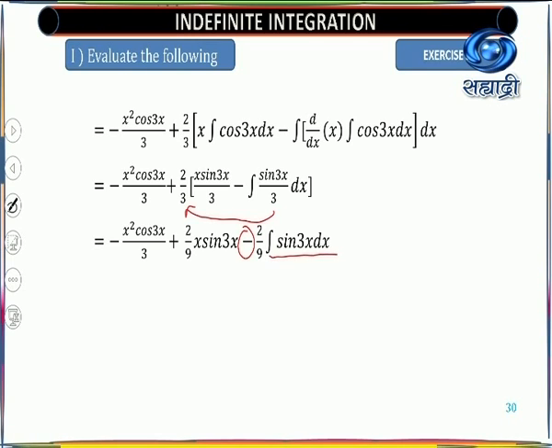Now this is a simple one, immediately you will get the value, and that value is minus x square cos 3x upon 3 plus 2 upon 9 x sin 3x minus 2 upon 9. You know what is the integration of sine? Integration of sine is minus cos, the angle you will get here as it is. Now this is a linear function.